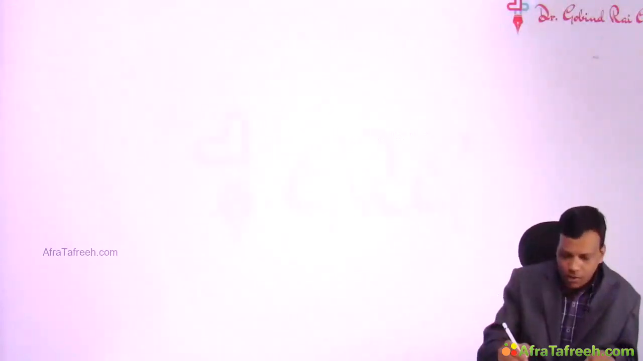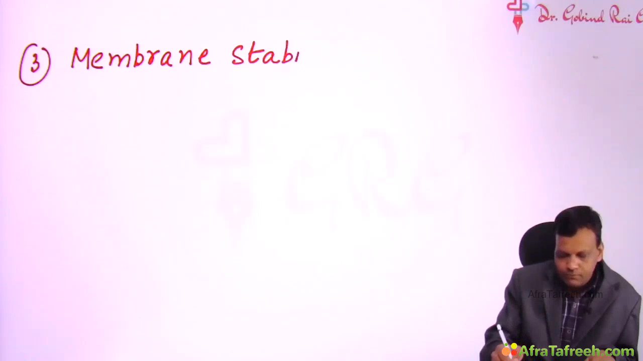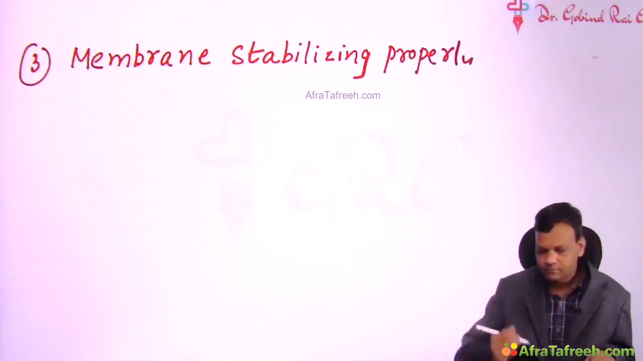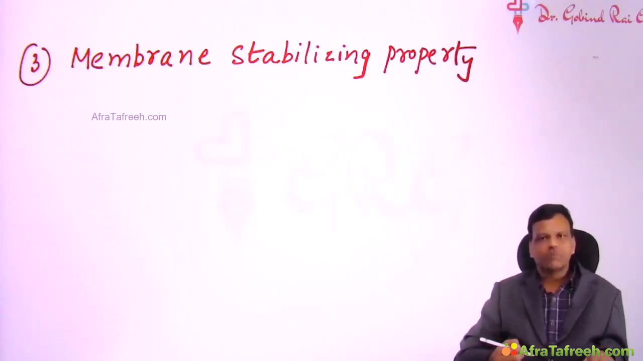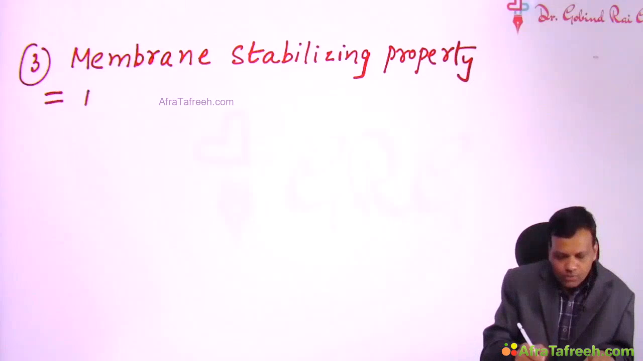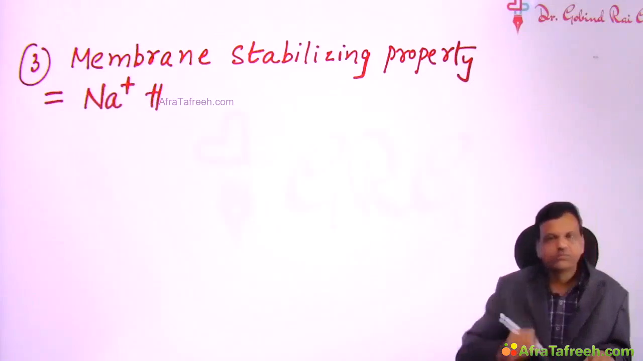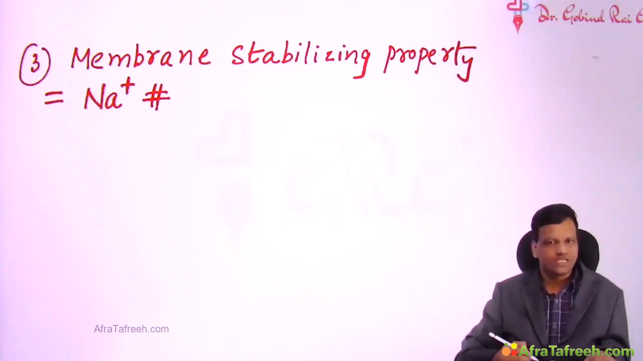Now moving to third important property of beta blockers. It is called membrane stabilizing property. Now before going to this property, we need to understand which ion channel normally causes depolarization. Yes, it is sodium channel. So if a drug blocks sodium channels, depolarization will not occur. That means membrane will become stable. So basically any beta blocker which can block sodium channels is said to have membrane stabilizing property.